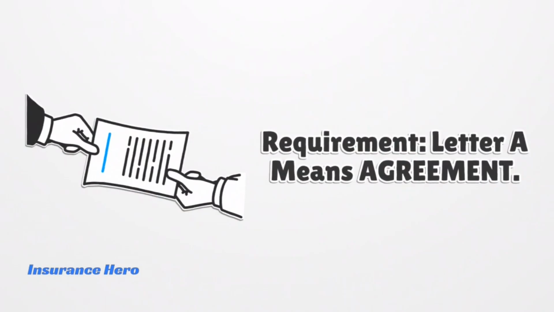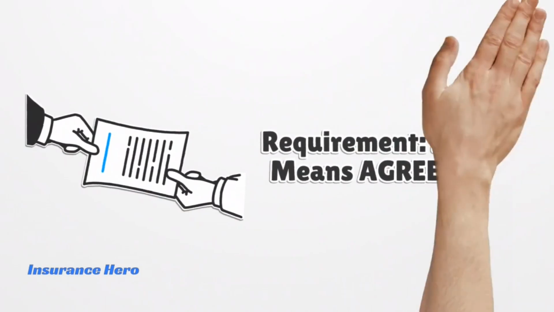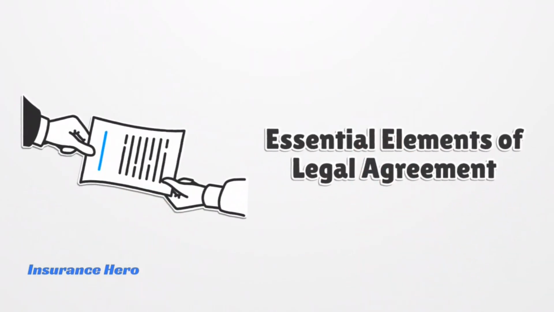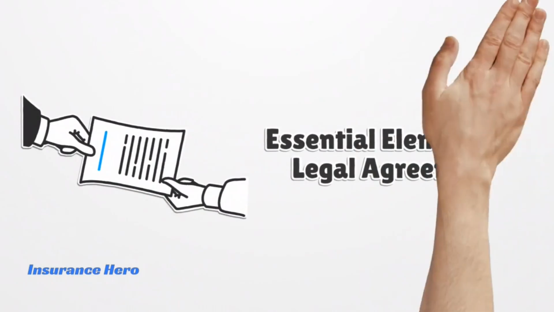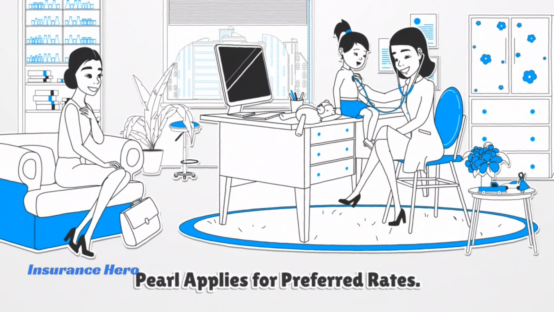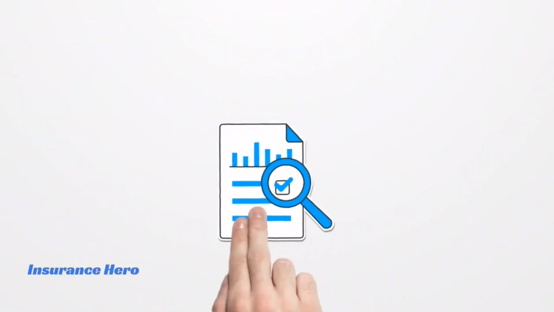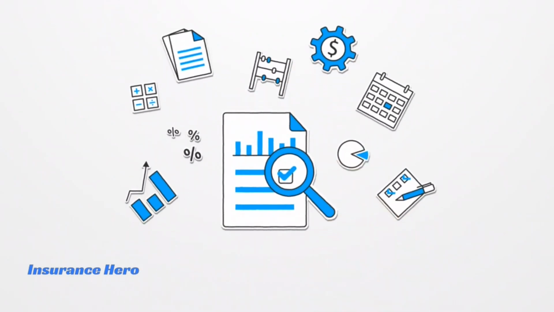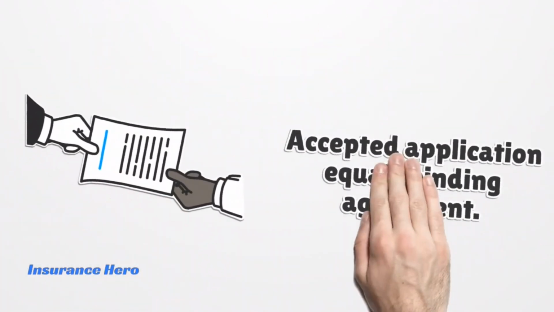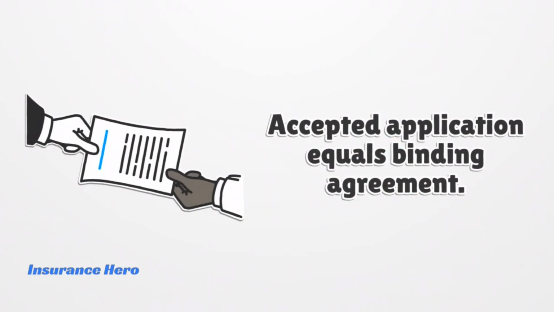The second requirement, represented by the letter A, is agreement. An agreement means there must be an unconditional offer and acceptance between the parties. In our example, let's say Pearl applies for preferred rates based on her health information. When I submit her application, the insurer will review it and decide whether to insure Pearl at the preferred rates. If the insurer accepts Pearl's application as submitted, we have an agreement.